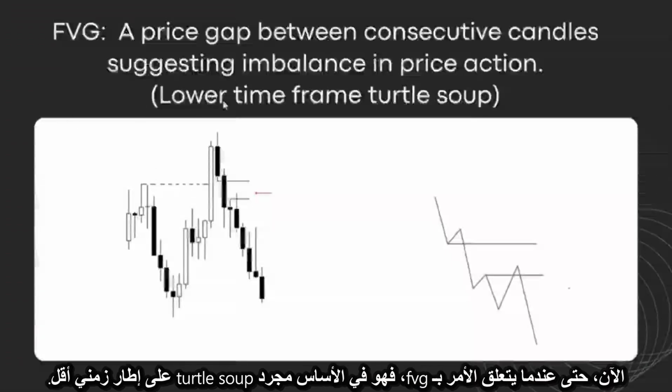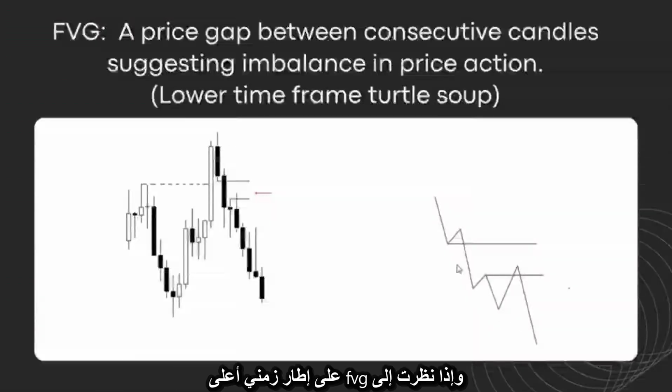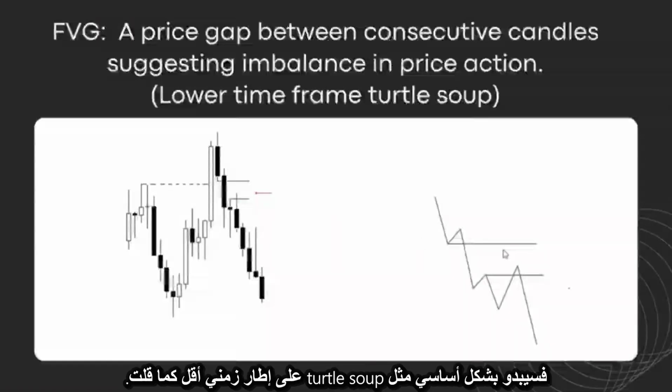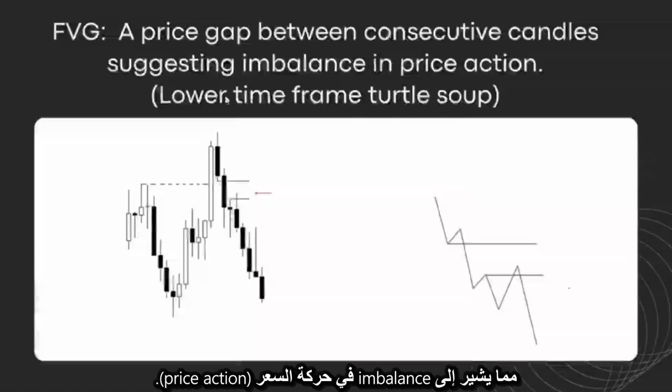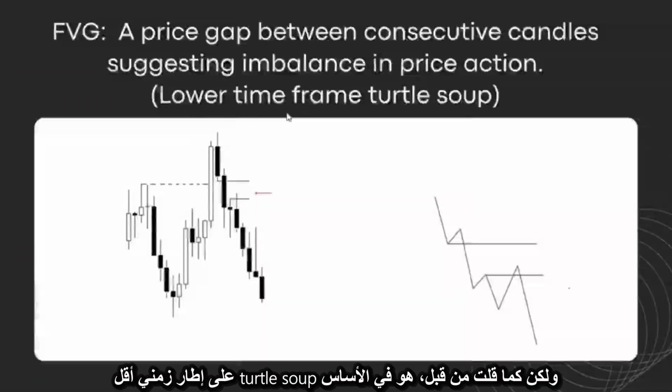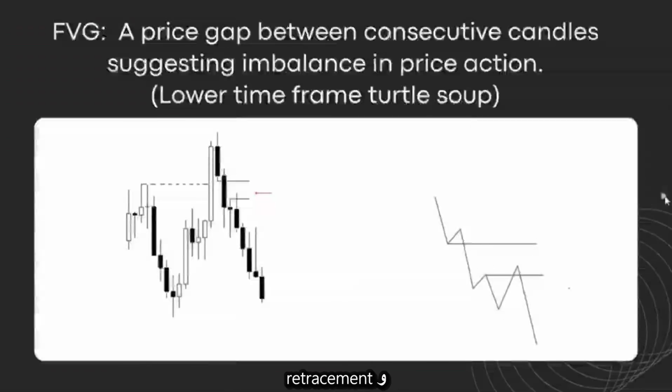Now, even when it comes to an FVG, it's basically a lower time frame turtle soup. And if you look at a higher time frame FVG on the lower time frame, then it's going to look like a lower time frame turtle soup, as I said. The definition of an FVG is a price gap between consecutive candles which suggests an imbalance in price action. But as I said before, it's basically a lower time frame turtle soup and a retracement profile.